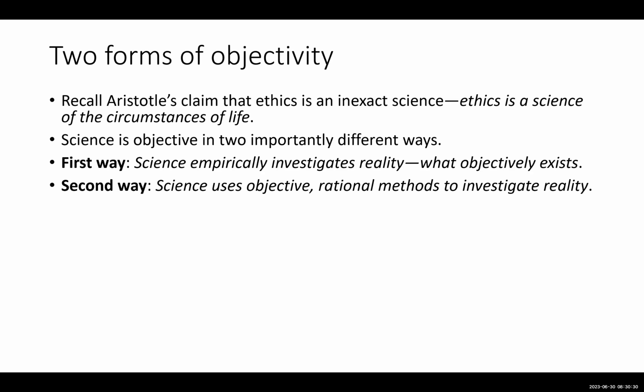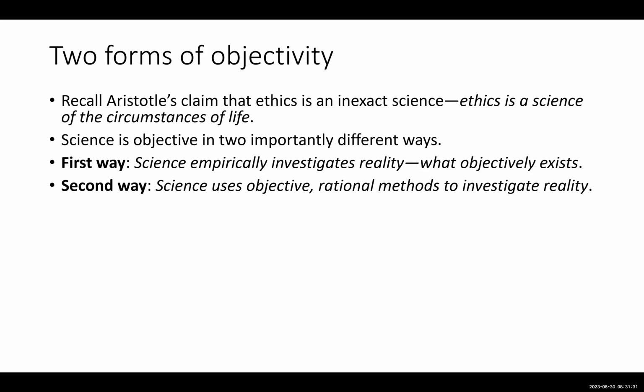A different way in which we can think about how science is objective is to think about the rational methods that we use to investigate reality. If those rational methods turn out to be objective, then that would count as a different way, a legitimate way nonetheless, but a different way of being objective.